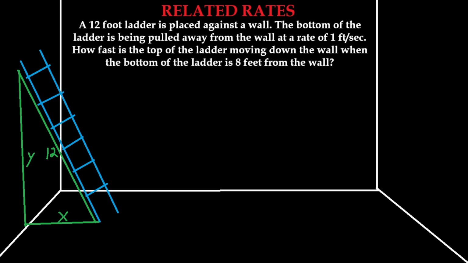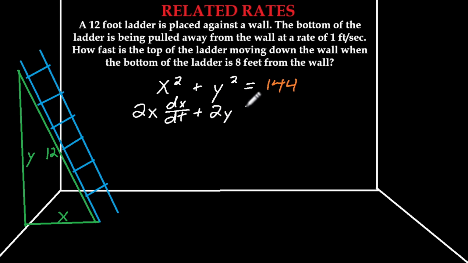Using the Pythagorean theorem, we have x squared plus y squared equals 12 squared. And 12 squared is 144. And in order to proceed, we need to use implicit differentiation to differentiate this. When we do that, the derivative of x squared is 2x, and we need to differentiate with respect to time, so this is going to be dx dt. To differentiate y squared using implicit differentiation, we would have 2y dy dt. And on the other side, the derivative of a constant is just 0.